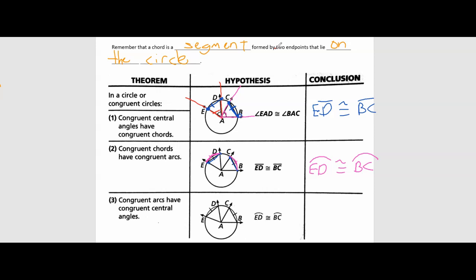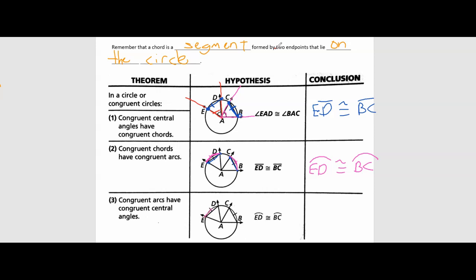Number 3, congruent arcs have congruent central angles. So you can notice that all 3 of these theorems are really related, right? If there are 2 central angles that are congruent, then the arcs and the chords are going to be congruent. If there are two chords that are congruent, well, their central angles and their arcs are congruent. And if there are arcs that are congruent, well, their central angles and chords are going to be congruent.